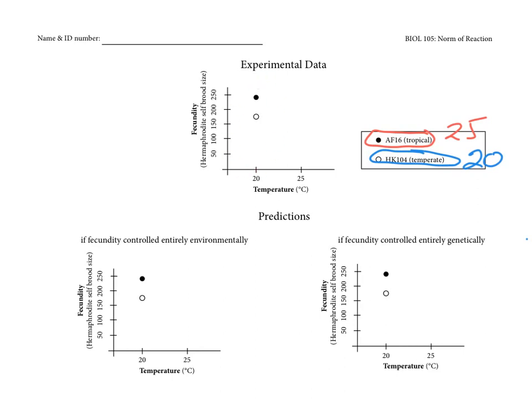So which one of those is the native temperature for one of those? 20 degrees. So that's the temperate. So this is native for the temperate strain, and it's abnormal for the Indian strain. It's a little bit cooler than the Indian strain likes, potentially.